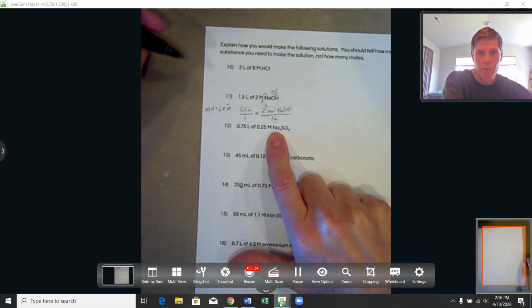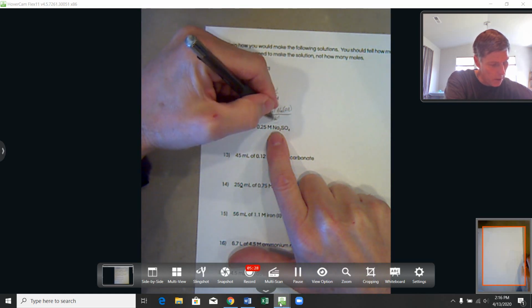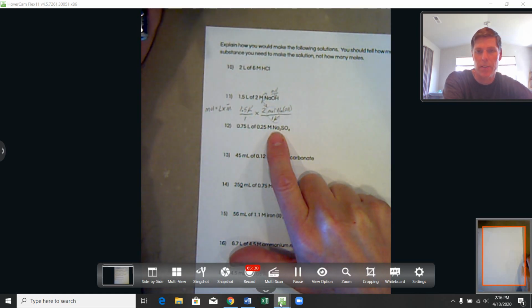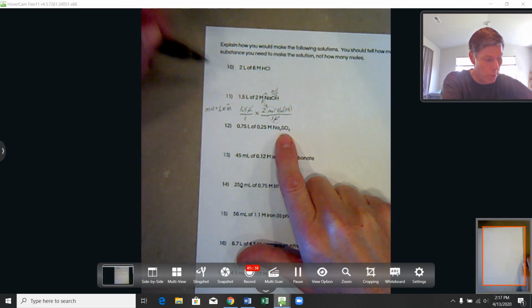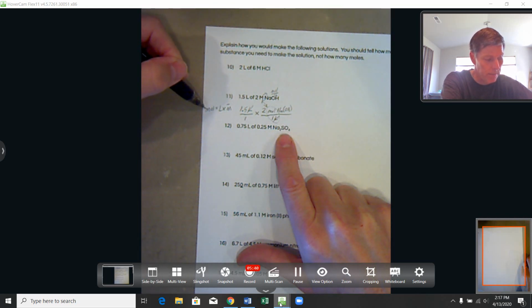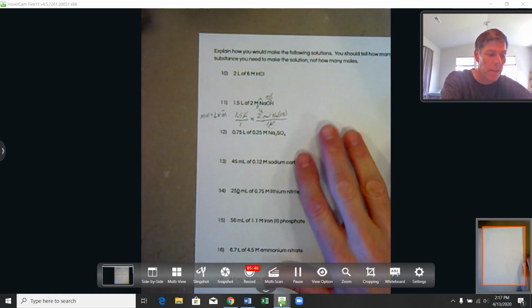I want you to convert it out like this for one main reason. Notice the liters now can cancel out. So I'm just left with moles. So easy enough so far, right? We're just following this equation. It's a base equation. We just plug and chug, put the things in. But that's great, but we're not done yet.